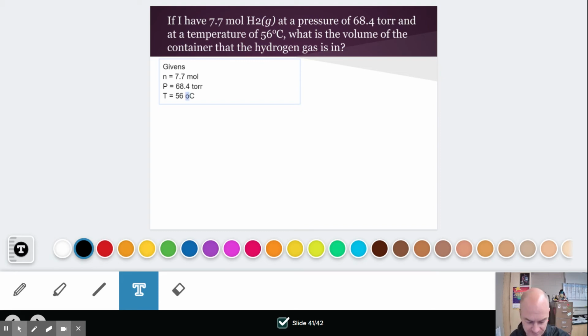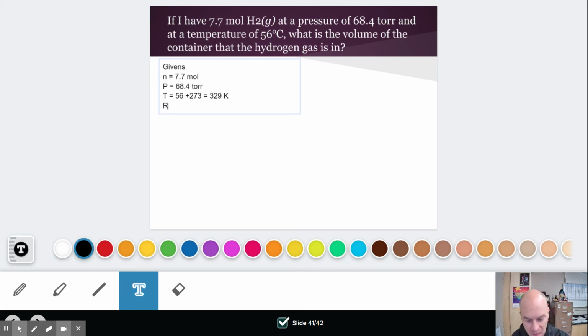And what I want to do is get that into Kelvin though. So in my equation there, I can take the Celsius plus 273. So 56 plus 273 equals, what's that, 329? Hope that's right. And lastly, what is the volume?